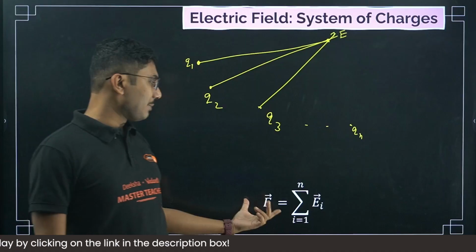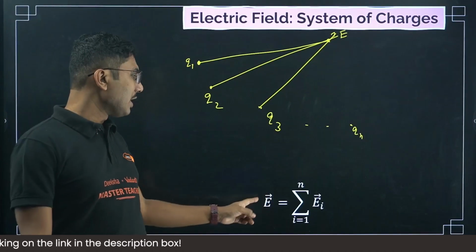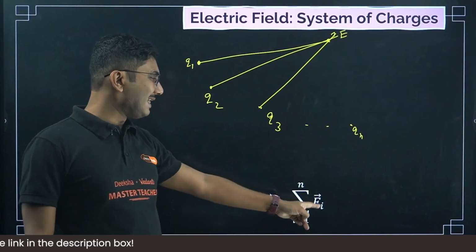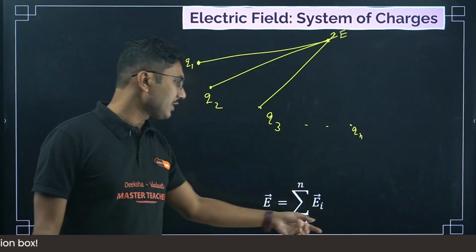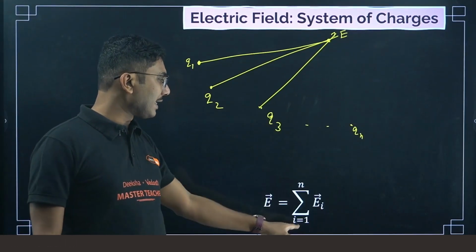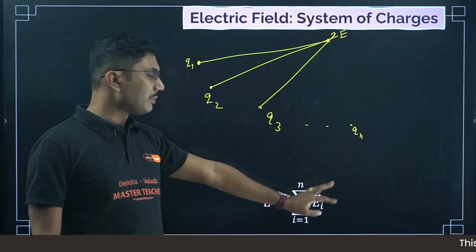So this is the general formula. The total electric field is given by the sum of E_i, with i from 1 to n. Here i is just a representation: i can be 1, 2, 3, or n as well.